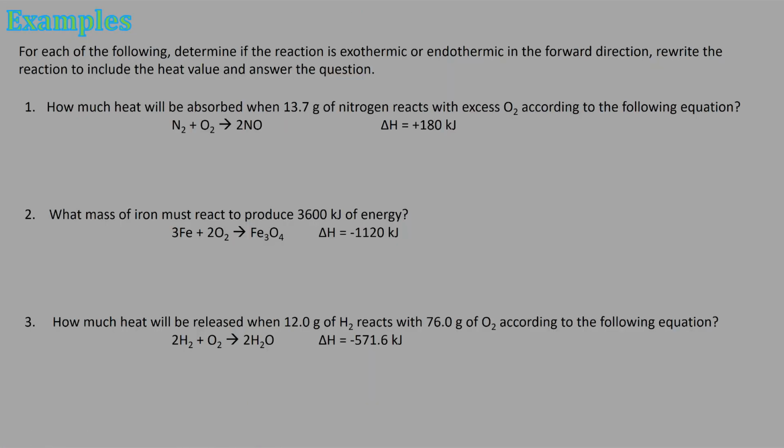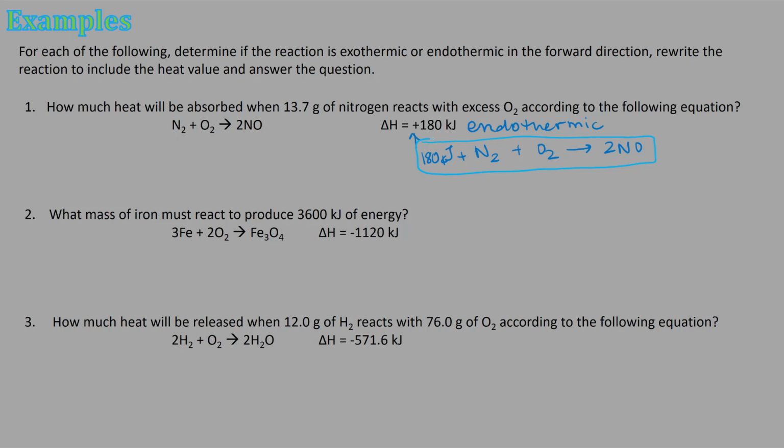For each of the following, determine if the reaction is exothermic or endothermic in the forward direction. Rewrite the reaction to include the heat value and answer the question. All right, so before we answer the question, I'm going to do what it says first. Since this is positive, that means that it's endothermic. And so if we rewrite this reaction, it's going to be N2 plus O2 goes to 2NO, and this heat is going to be a reactant. So there's my reaction, 180 kilojoules plus N2 plus O2 goes to 2NO.